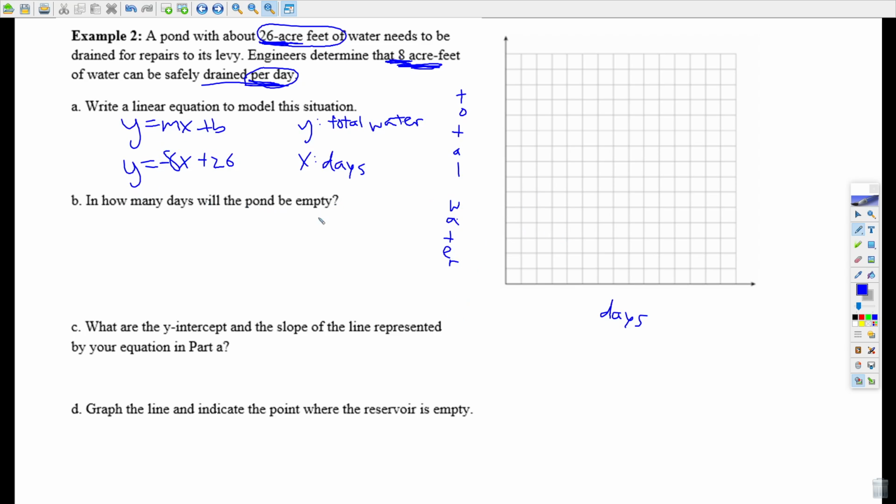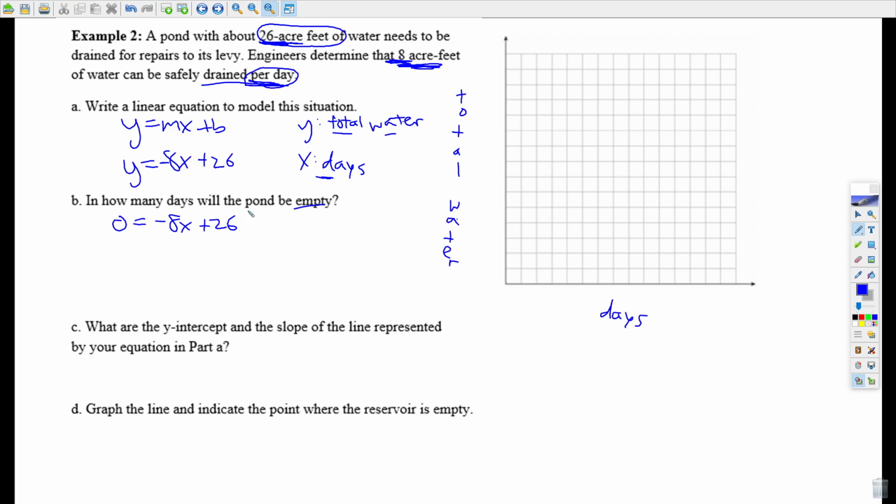And how many days will the pond be empty? Well, we know it's draining 8 acre-feet per day. So how would we figure that out? Well, if we know that y stands for how much water is in it, we would know how much to put in for y if we want it to be empty. If we want it to be empty, we're going to just use the number 0. So 0 equals negative 8x plus 26. Now we're just going to solve for x, because x stands for number of days.